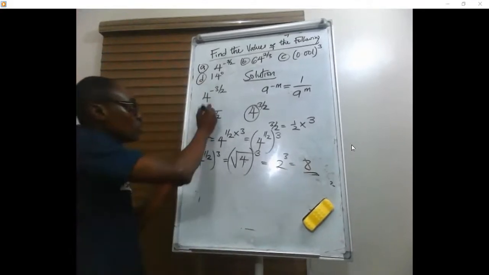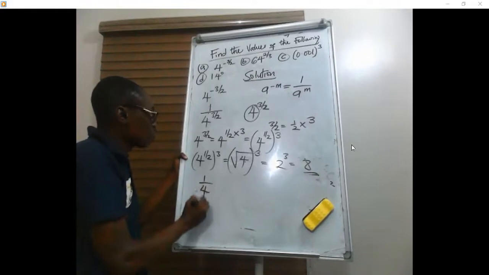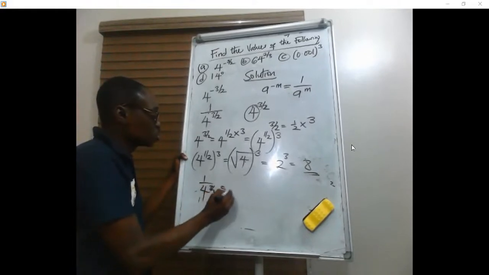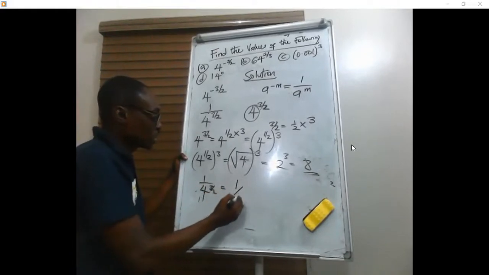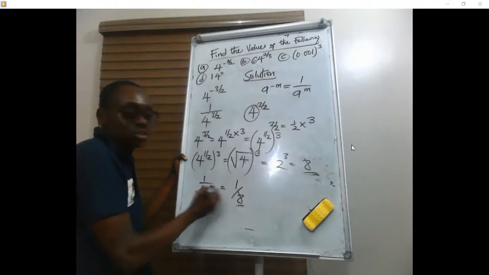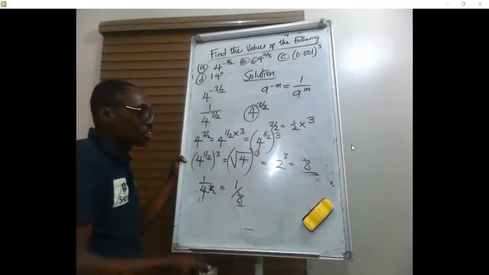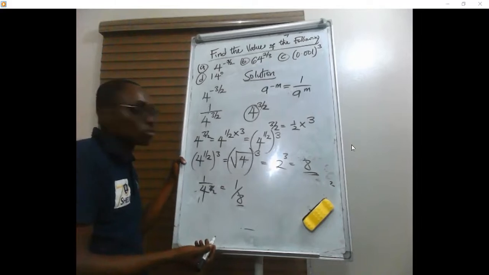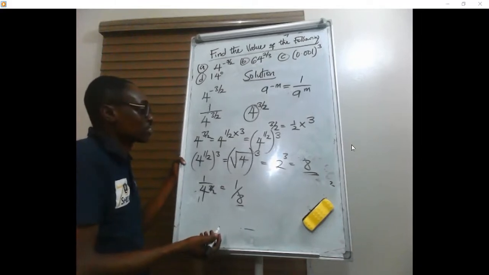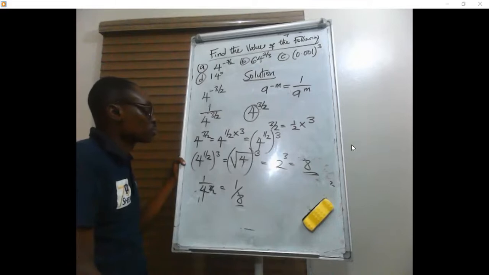So at the end of the day, 1 over 4 raised to power 3 over 2 is equal to 1 all over 8. 4 raised to power 3 over 2 is 8. That is a second method of solving. That is the second method of solving this question here.